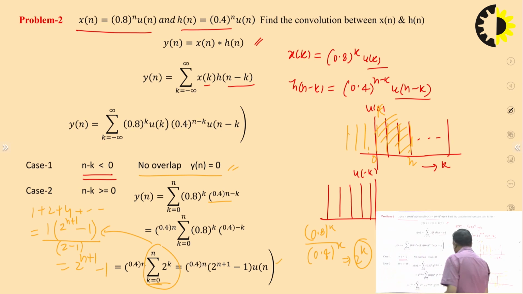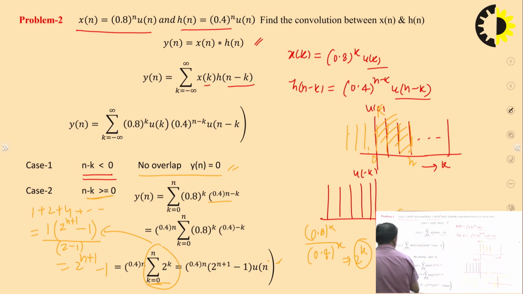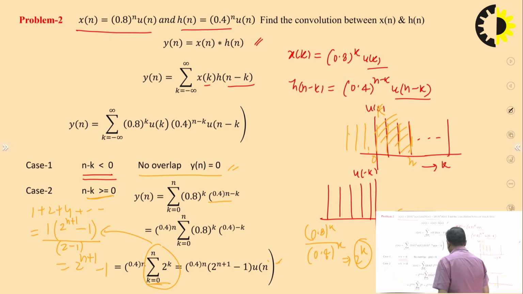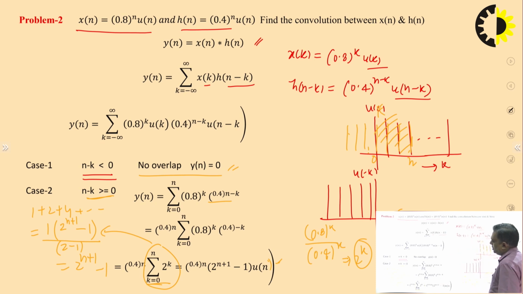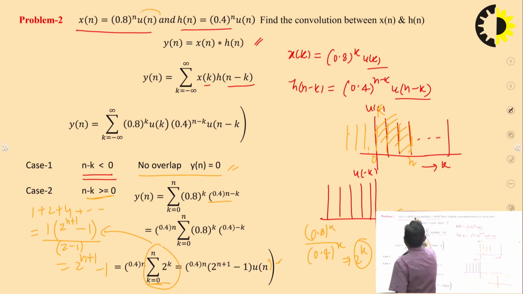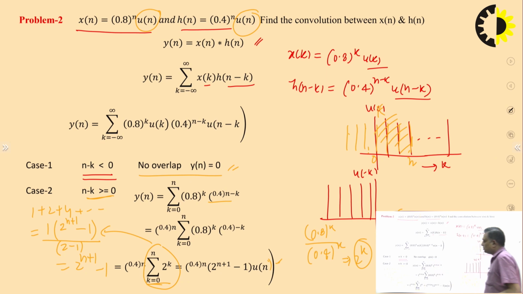And why u[n]? We have taken u[n] because this is the condition where n minus k is greater than 0. So in this condition, you can see this will become the output u[n]. You can also check this, because both of these signals are causal signals, so your result will become causal also. That's why we have put u[n] at the last.